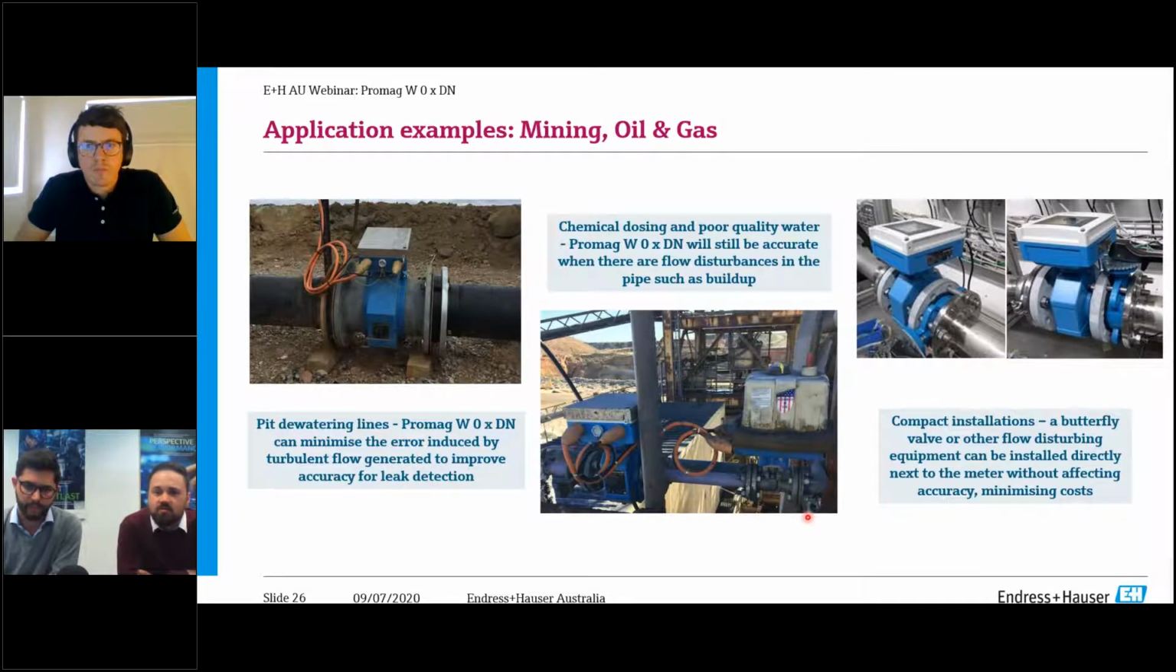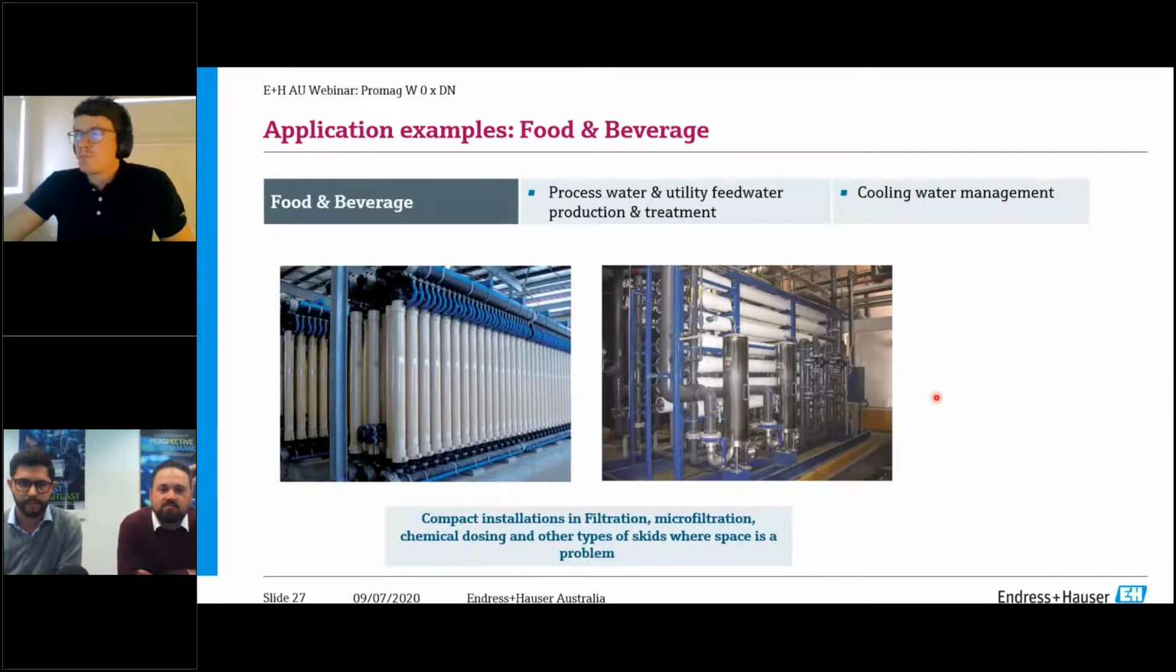And then on the right hand side, you see an application where the Promag W0 DN is right next to a butterfly valve. So you can have an isolation valve that is either on or off immediately before the Promag W0 DN, and you can minimize the cost of your projects that way. Okay, so those are the examples for mining, oil and gas. I'll hand over to Gus and he'll speak about the food and beverage examples.